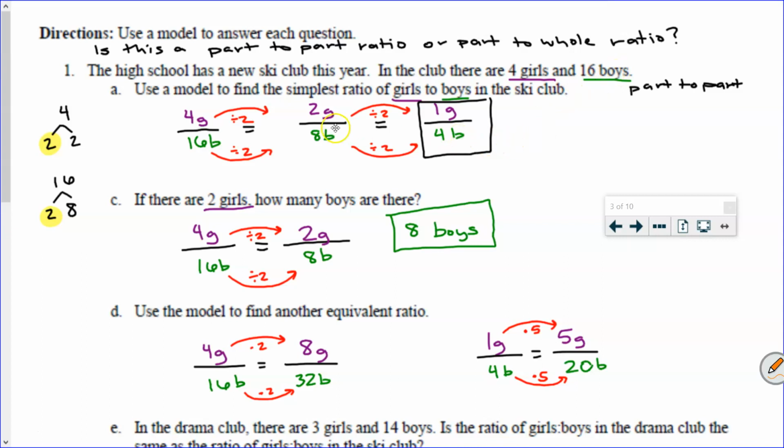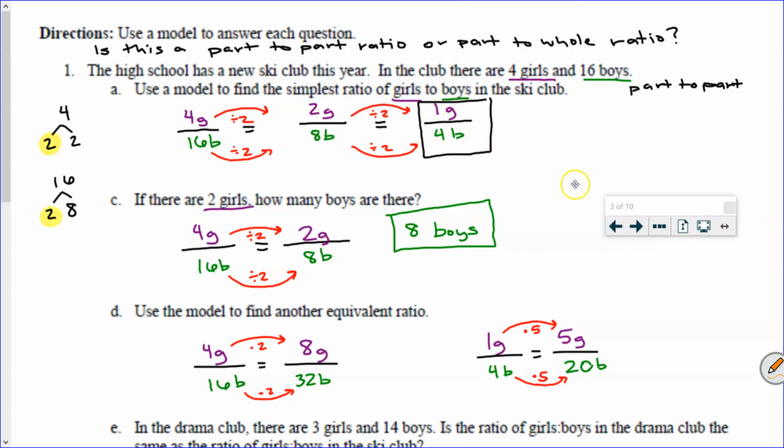Again, we can see that the first problem asked us to simplify the ratio. So we took the original ratio of 4 to 16. We can simplify it by dividing out what the numbers 4 and 16 have in common. At first we saw that 4 and 16 had a 2 in common, so we divided out the 2. And we got to this place here, 2 girls and 8 boys. And we realized, hey, they still have something in common that I can divide out. They have another 2. So we divided out that 2 again, getting us to 1 girl and 4 boys. And that was the simplest ratio.